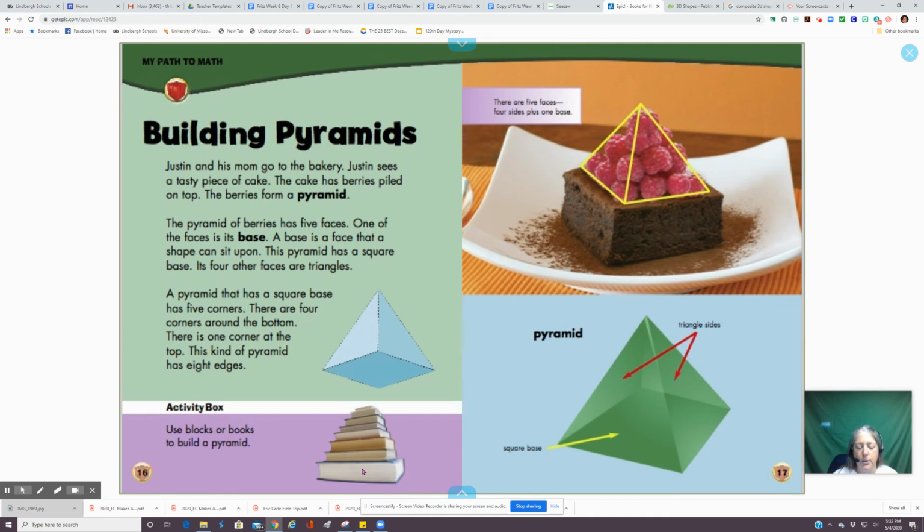This is something fun you could try at home. Use blocks or books to build a pyramid. So you'd need books that get increasingly smaller or increasingly bigger to make your pyramid.